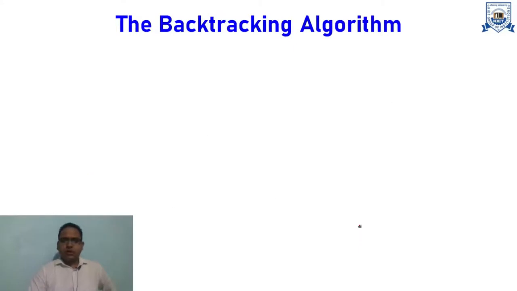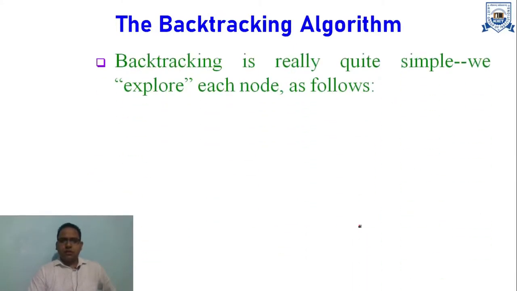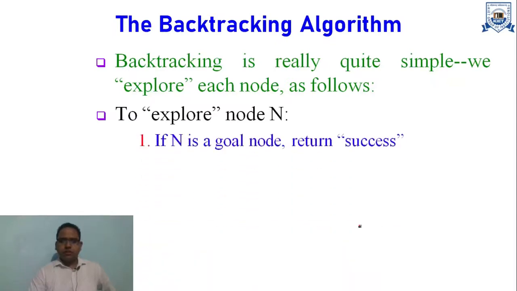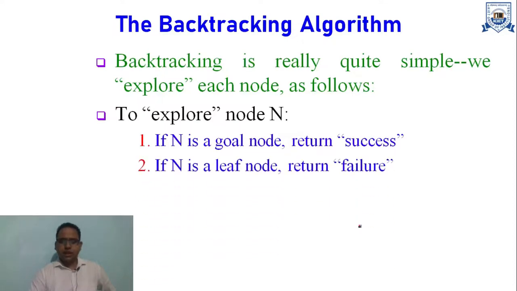Now how does the backtracking algorithm work? Suppose we have the basic algorithm. We are exploring each and every node one by one, step by step, to find our success node. To explore a given node n, first we check whether that node n is a goal node or not. If it is, we return success. Else, if it is a leaf node, we have not reached success, so we return failure.